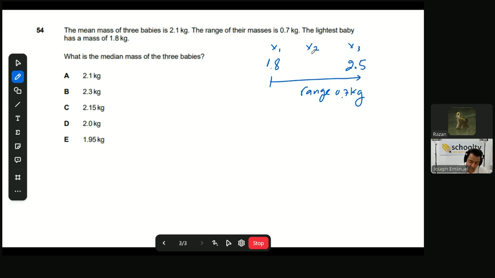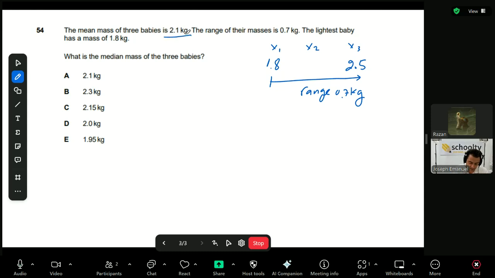So we don't have x2, but we have the mean. The mean is 2.1 kilograms. So 2.1 equals x1, which is 1.8, plus x2, which is an unknown variable, plus x3, divided by 3. So we have an equation with x2. We can calculate x2. Of course, we don't use a calculator here, so we need to be careful with these small calculations.